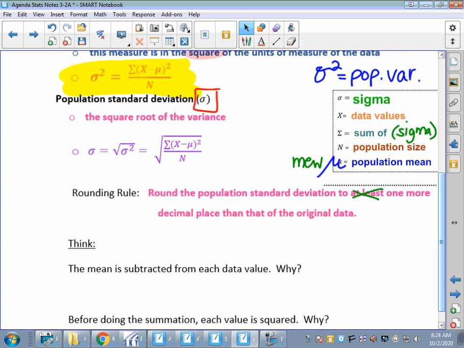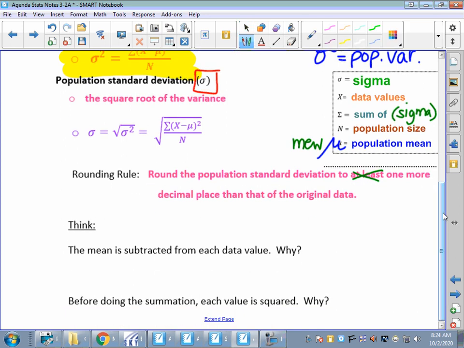So in this formula, the mean is subtracted from each data value because we're looking at variance. How far away is each data value from the mean? So we are looking for distance away from mean. So if we subtract it, right, we have our distance from the mean.